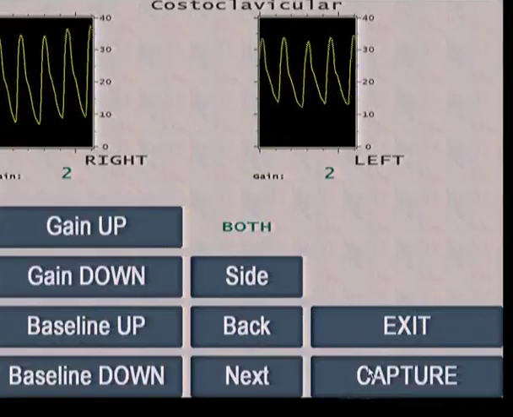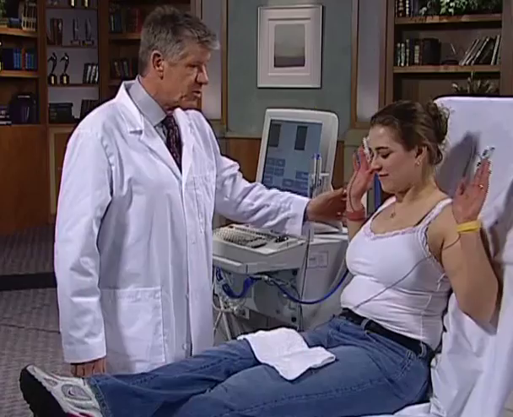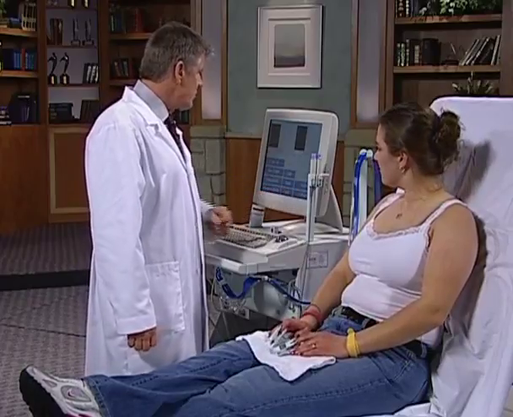Okay, so we look at the PPG waveform on the right, no change. We'll capture that. Okay, just relax your arms now. So that's the costoclavicular position. We'll go on to our next site.